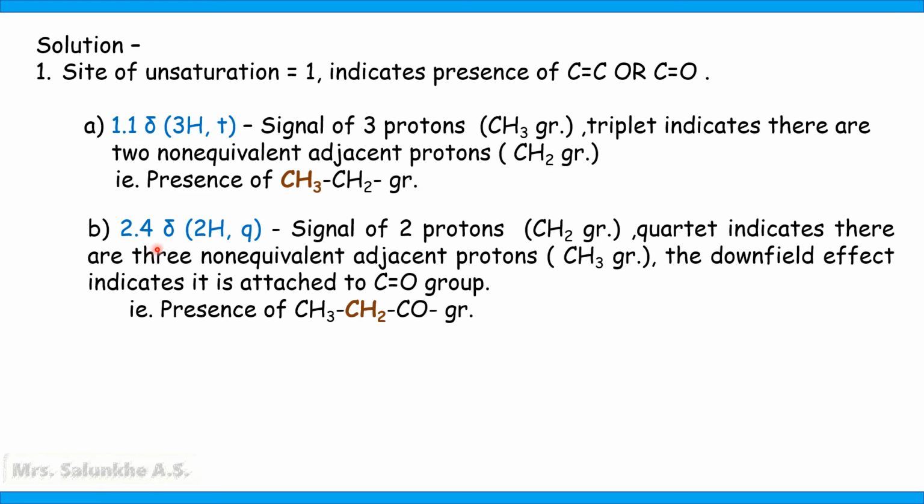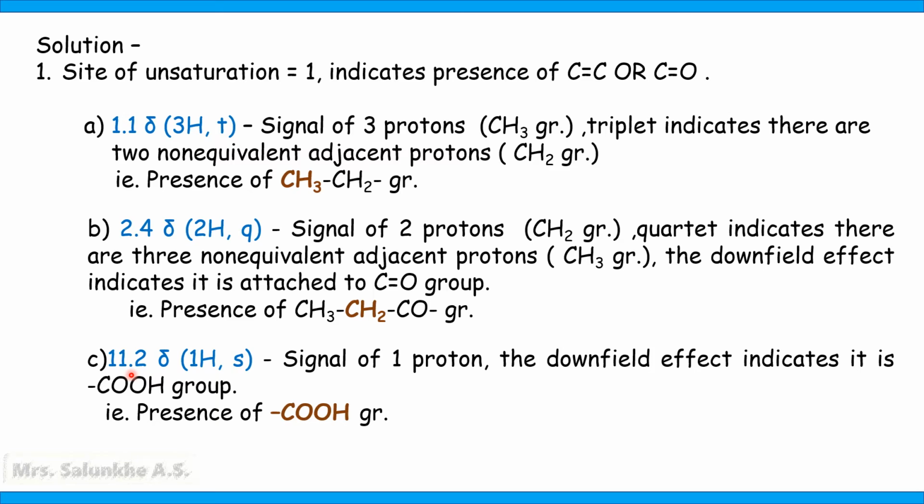The second signal, 2.4 2H quartet. This is the signal of 2 protons, that is a CH2 group. Quartet indicates there are 3 non-equivalent adjacent protons, that is, the presence of a methyl group, and the downfield effect indicates it is attached to the carbonyl group. Such a skeleton is present in the molecule. The third signal is at very downfield, 11.2 1H singlet, and we know that signal is for the COOH group, which is at downfield, which indicates the presence of a COOH group.